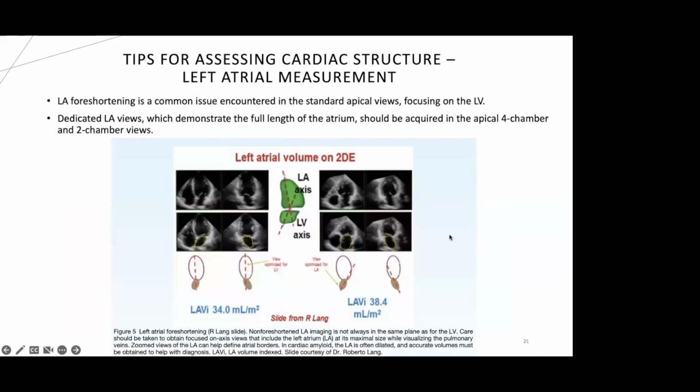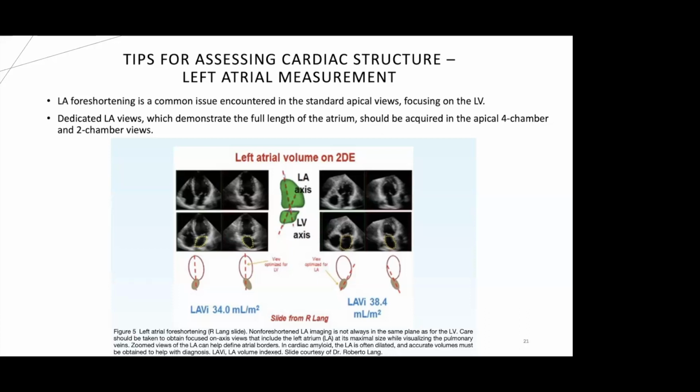Look, moving on to our left atrial measurements, oftentimes when we're doing our apical 4 and apical 2 chamber, we're really trying to optimize that left ventricle, but it's important that we also think about optimizing our left atrium, and it might not be in the exact same axis that we see that beautiful LV image.